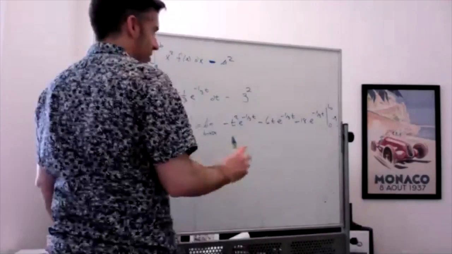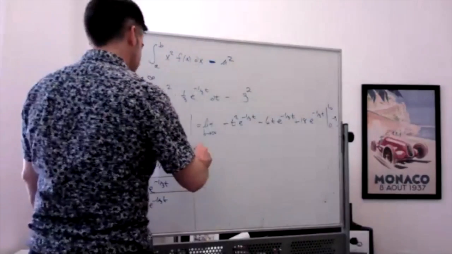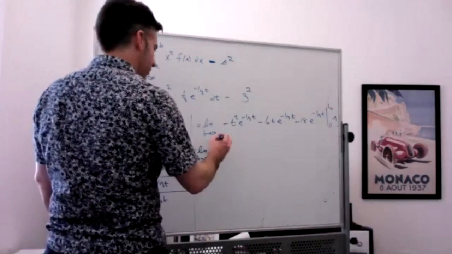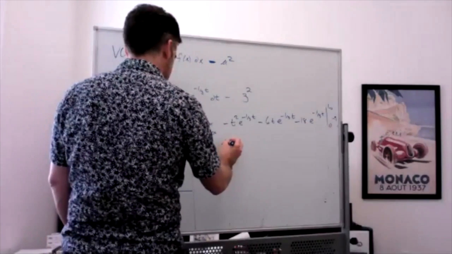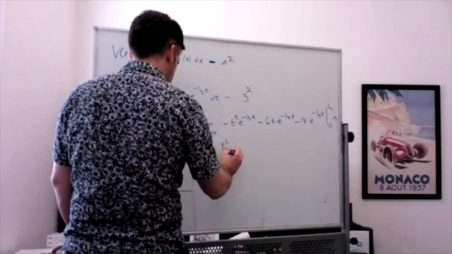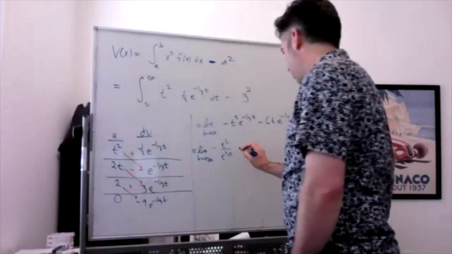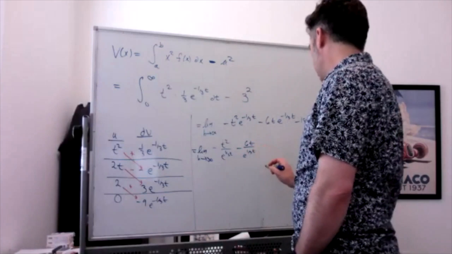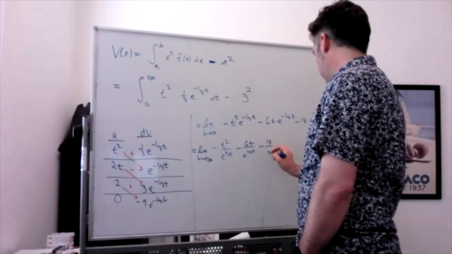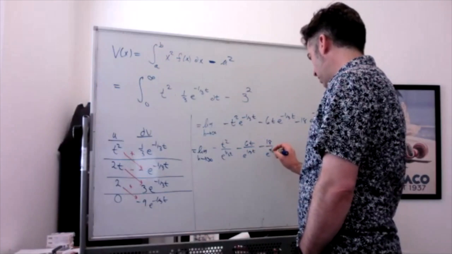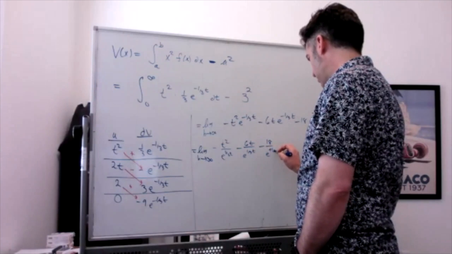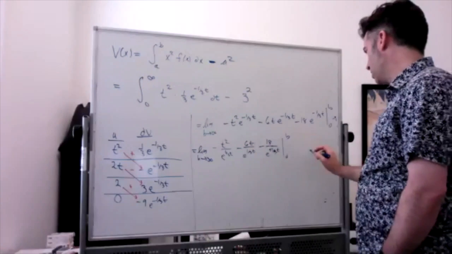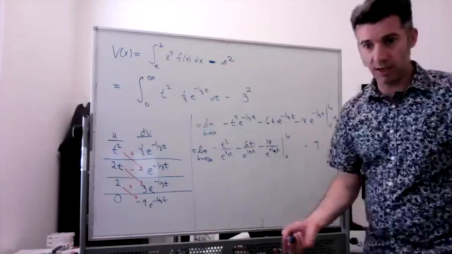Okay, I'm going to rewrite this a little bit. So I'm going to rewrite this as the limit as b goes to infinity of negative t squared over e to the 1/3 t, minus 6t over e to the 1/3 t, minus 18 over e to the 1/3 t, from 0 to b, minus 9. Okay, we're almost there, I promise.